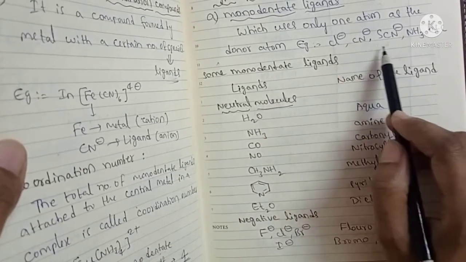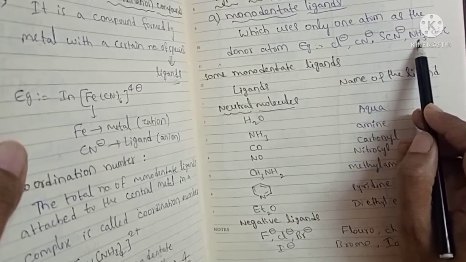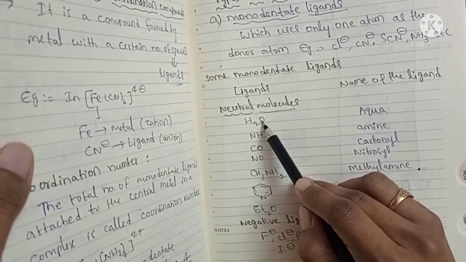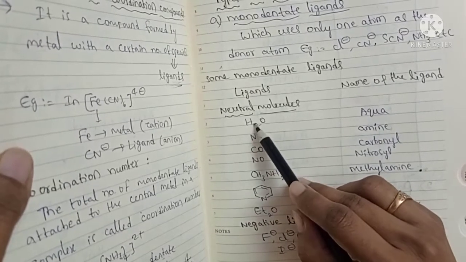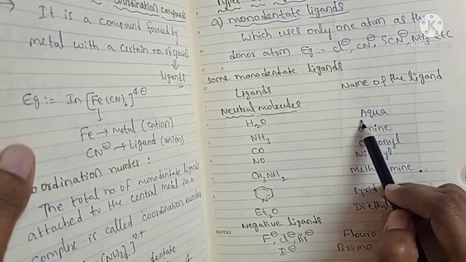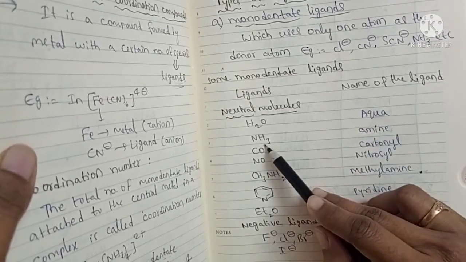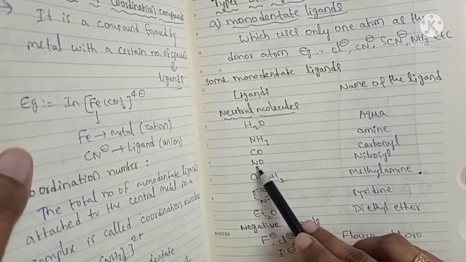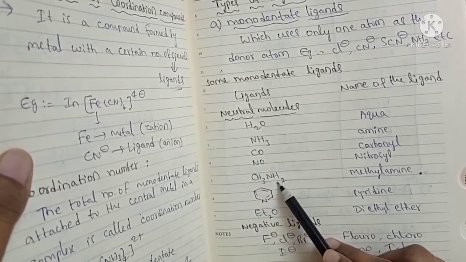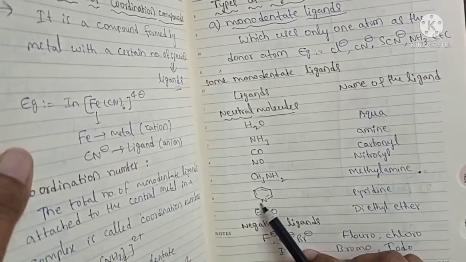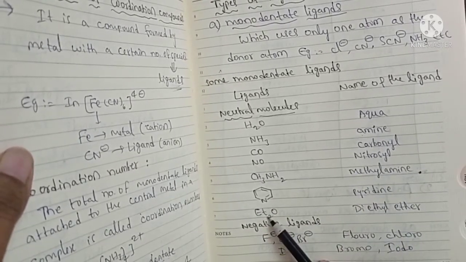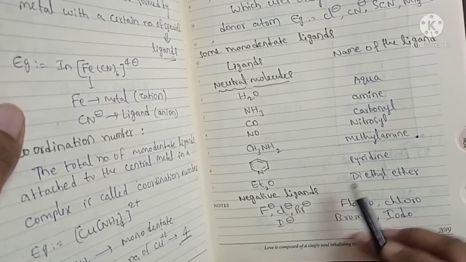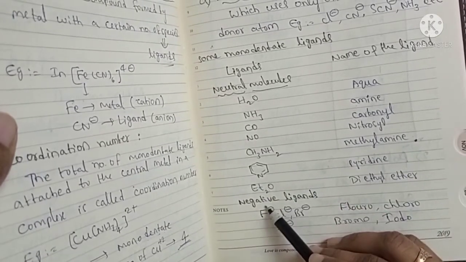They may be neutral. For example, ammonia is neutral. It doesn't have any charge, and they may also be negative. So let us see neutral monodentate ligands. Here H2O, the name of this ligand is aqua. NH3, the name is amine. CO, carbonyl. NO, nitrosyl. CH3NH2, methyl amine. And pyridine and diethyl ether. So these are also monodentate neutral ligands. These are some examples.